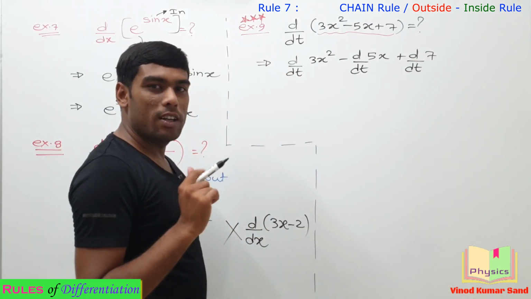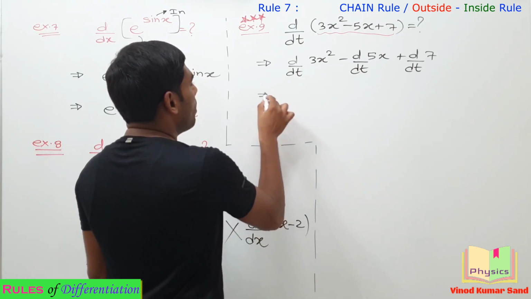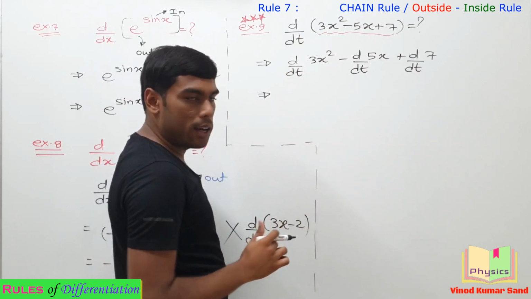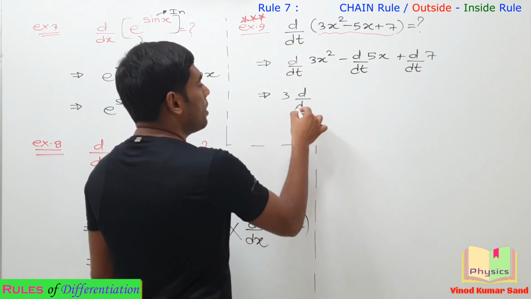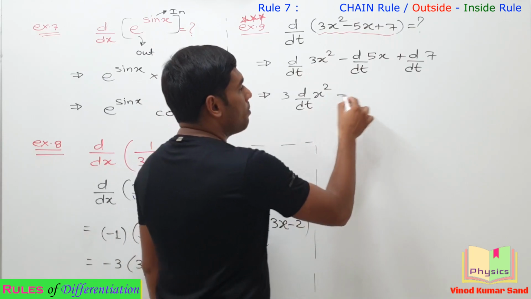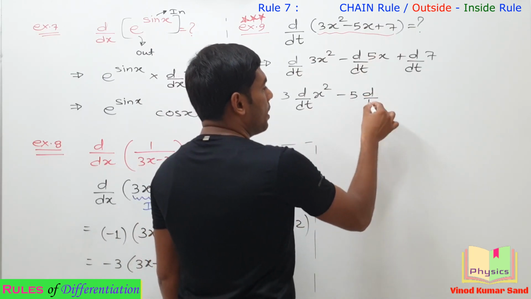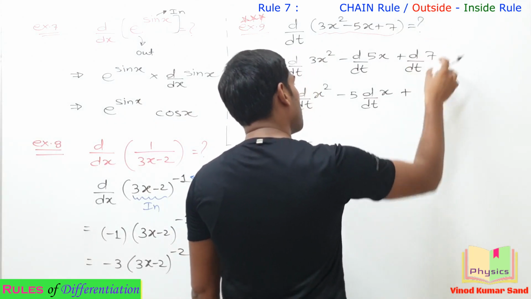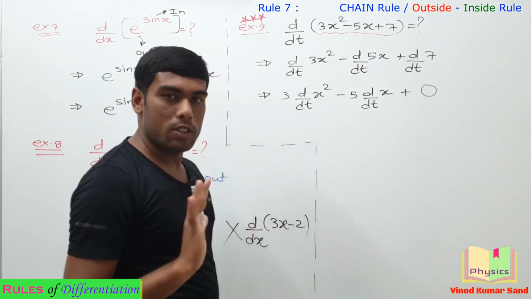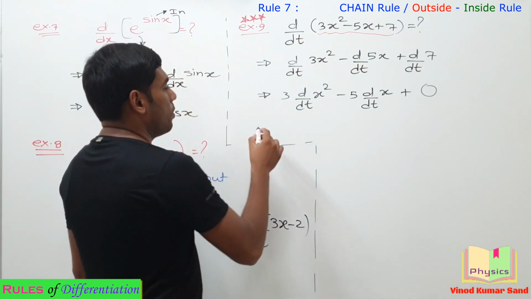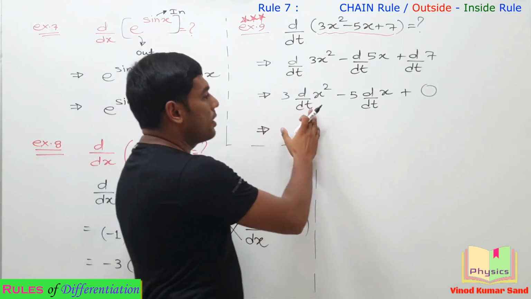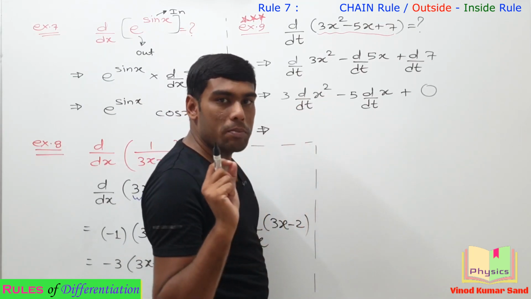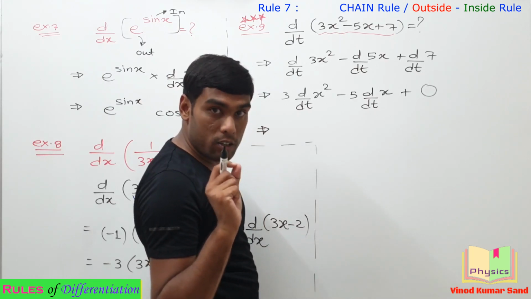We have used which rule? The addition subtraction rule. Now the constant multiplication rule can be used. This 3 is a constant, it will come ahead. So 3 d by dt of x square minus 5 d by dt of x plus d by dt of 7. 7 is a constant term, so its differentiation is 0. Fine. Now here the parameter is t and here the parameter is x. So you have to simplify it using the outside inside rule.